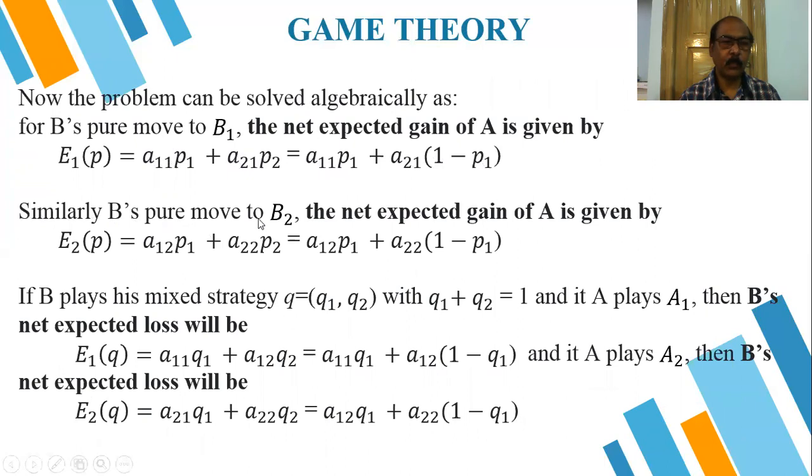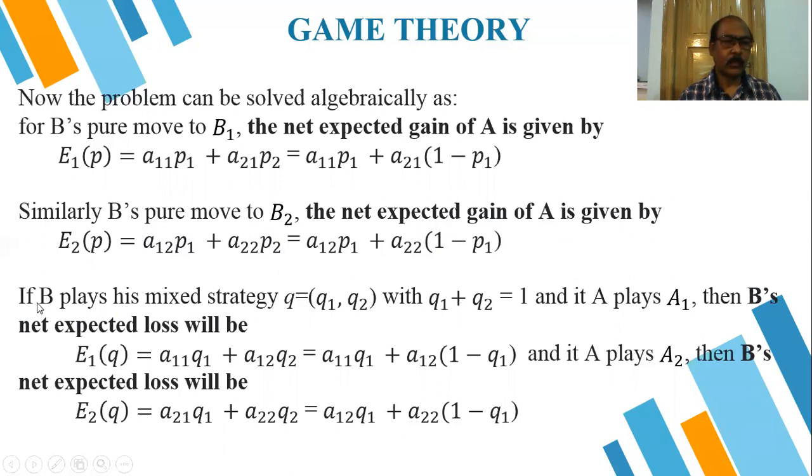Similarly, if B plays the pure move B2, then the net expected gain of A is given by E2(P) equal to A12, that means the second column element, A12 multiplied by P1, plus A22 multiplied by P2, and P2 is replaced by 1 minus P1.